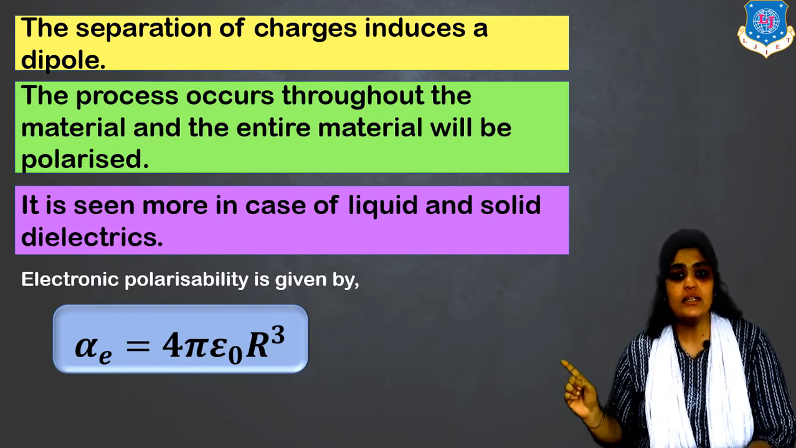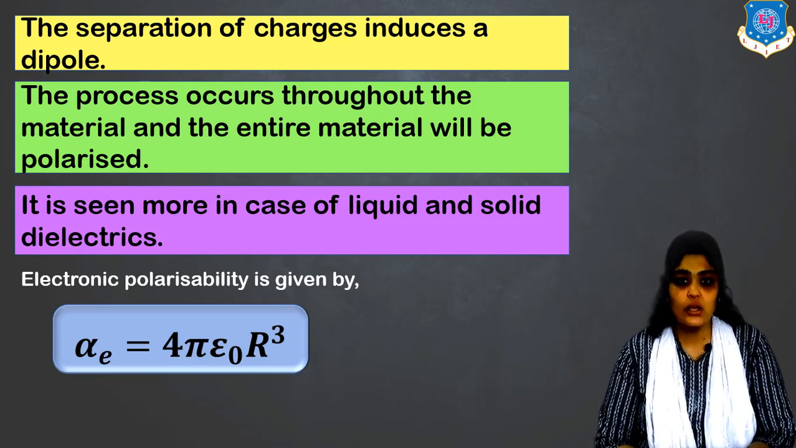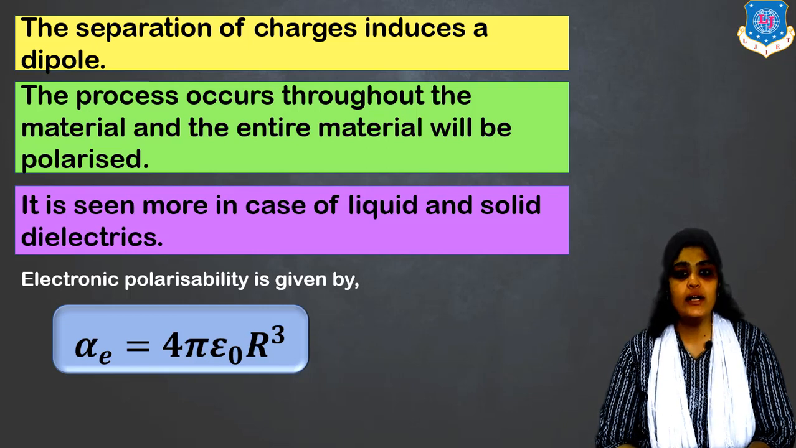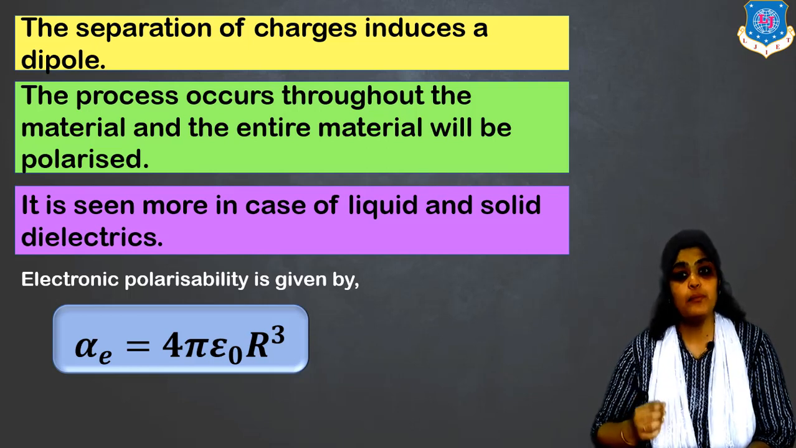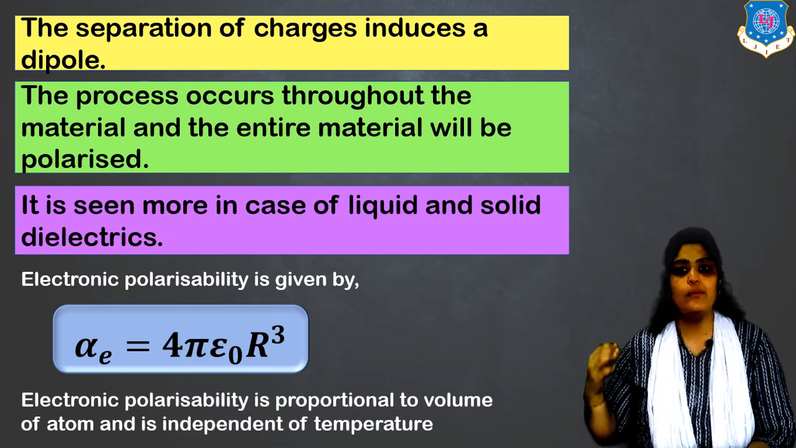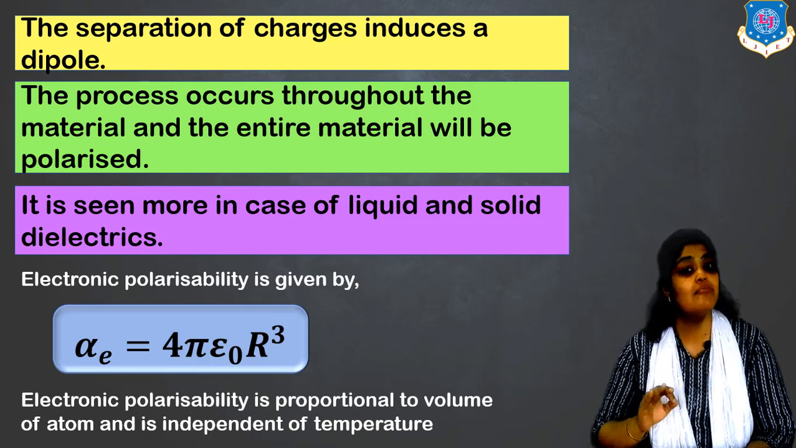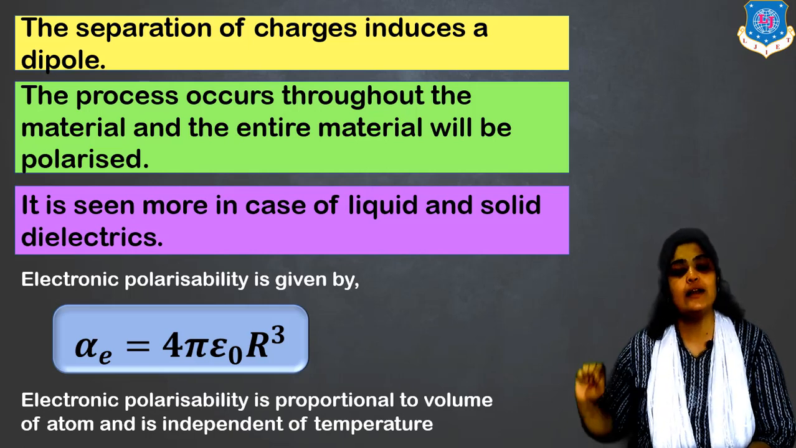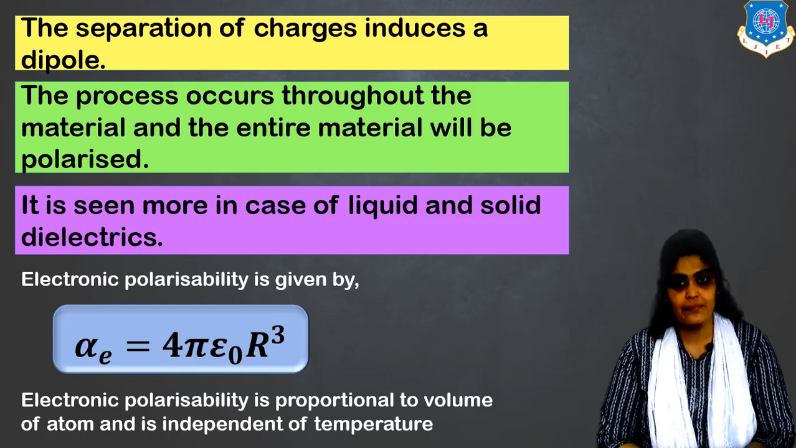From this equation, alpha E is equal to 4 pi epsilon naught into r cube, where 4 pi epsilon naught are constants, and what is r? R is known as the radius of the atom. So I can say that the electronic polarisability is directly proportional to the cube of the radius of the atom. In short, I would say it is proportional to the volume, and it doesn't depend on temperature. Temperature has no effect on electronic polarization or the electronic polarisability.